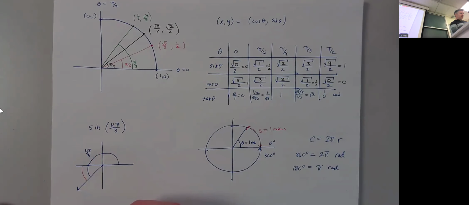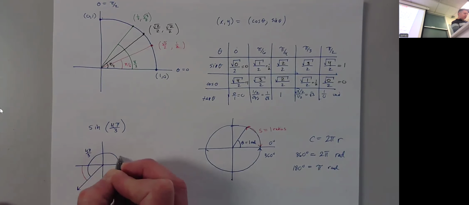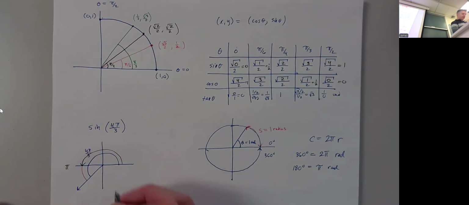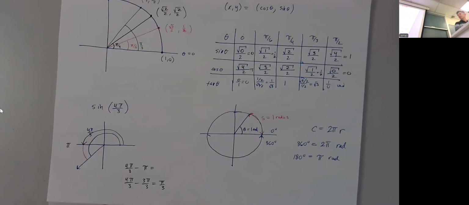And that angle is the difference between 4 pi over 3 and the angle you get if you go halfway around the circle, which is pi. And that difference, 4 pi over 3 minus pi, is 4 pi over 3 minus 3 pi over 3, which is pi over 3. Oops, sorry. That's one thing we have to do, is find the reference angle.